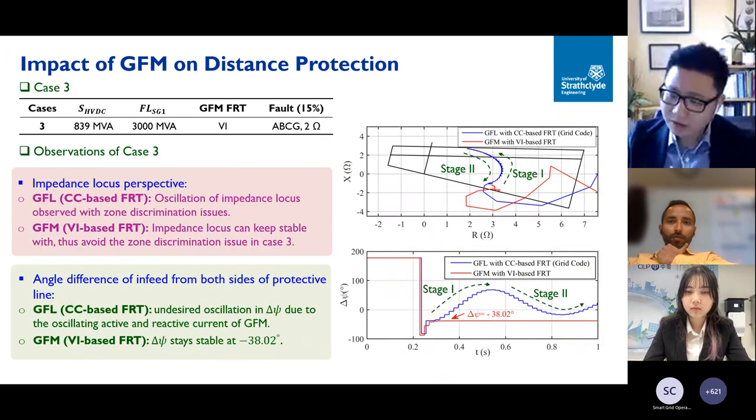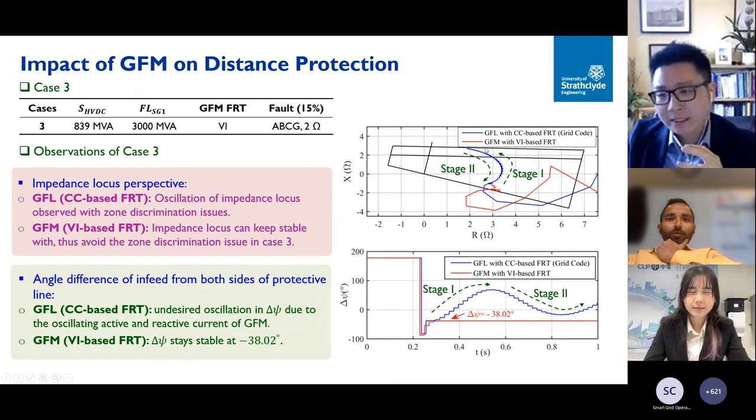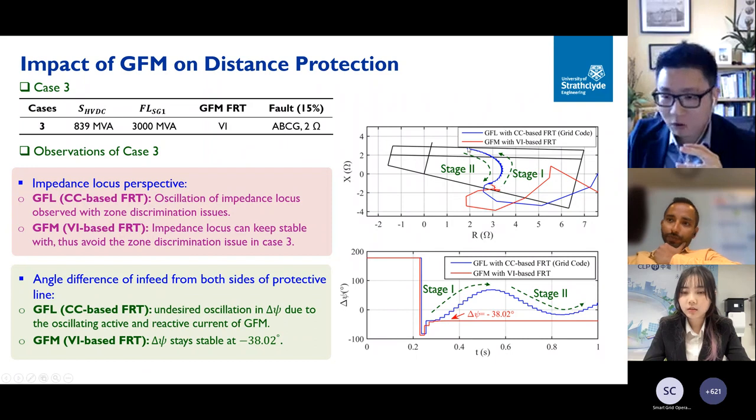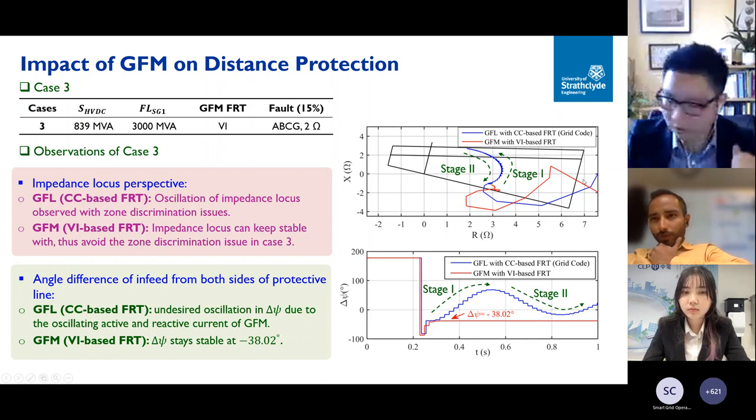The last one, as I mentioned, grid following needs an external source, but grid forming does not. So you can see here, by replacing grid following with grid forming, we can have a very stable locus right in the protection zone. And this oscillating issue in the blue line is eliminated. So that supports the operation of the grid.